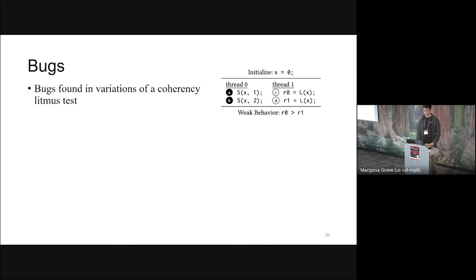But basically all we did is we have this test on the right here where we write to this one memory location X. We write 1 and 2 in one thread, and in a second thread, we just read that memory location twice. A weak or incoherent behavior here occurs when R0 is greater than R1. That shouldn't really be possible under the Vulkan memory model or the WebGPU memory model.